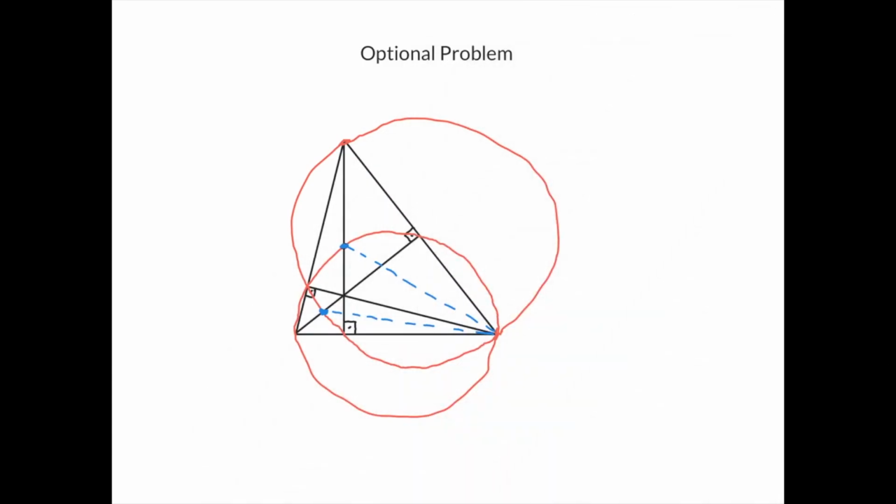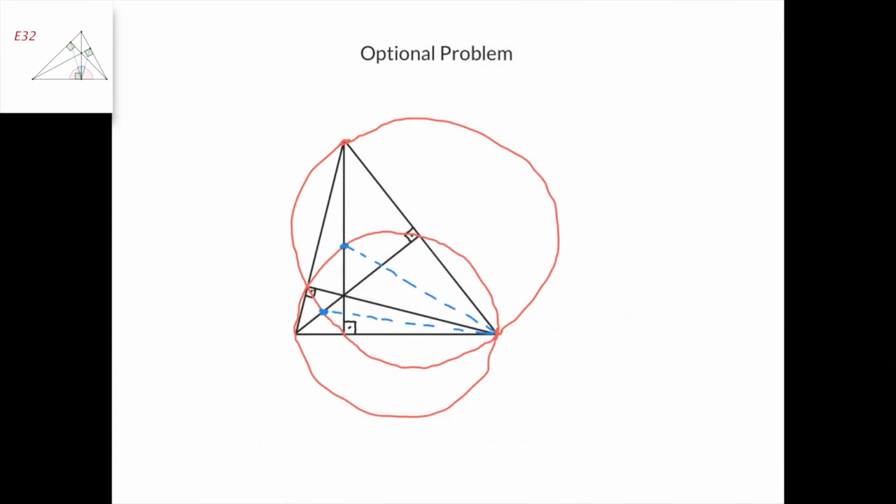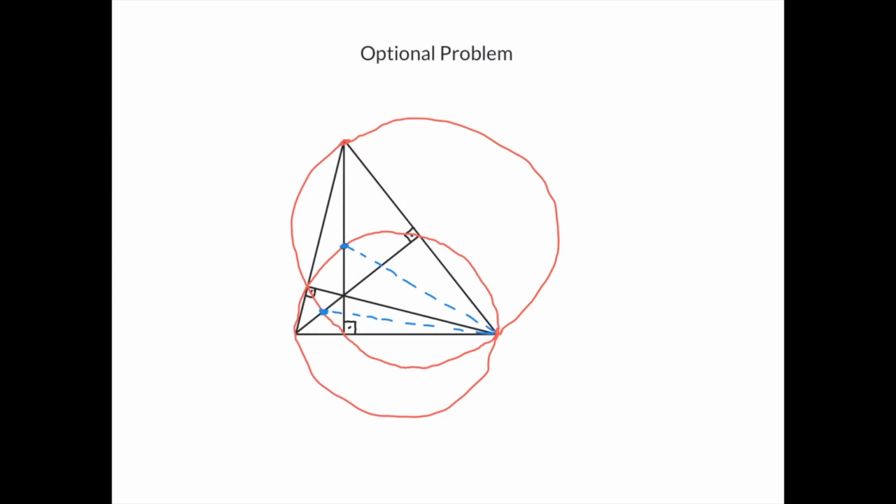This is the optional problem. We have a triangle, and the three altitudes in the triangle are drawn. The circle with diameter this side intersects this altitude at this point, and the circle with diameter this side intersects this altitude at this point. We have to prove that this length equals this length.